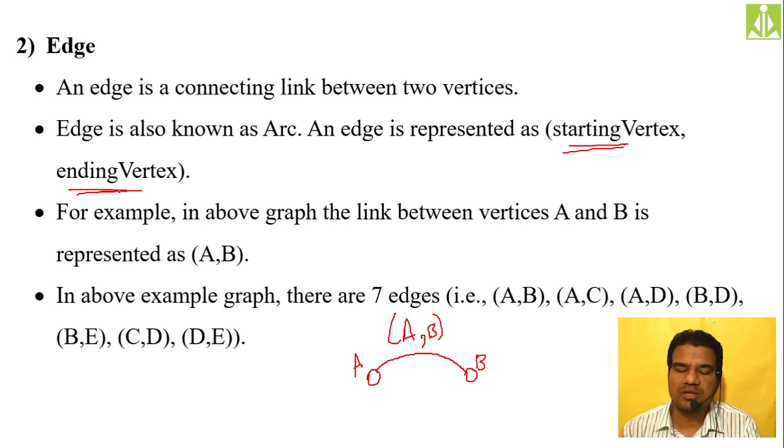So in the above example, the link between A and B can be represented like this: A comma B. Okay, so in our example, how many edges do we have? 7 edges, and all those 7 edges are named like this: AB, AC, AD, then BD, BE, CD, DE. So like this, we have named all our links, all our edges. Edges are nothing but the connecting links between two vertices. So for every edge, there can be two end vertices.